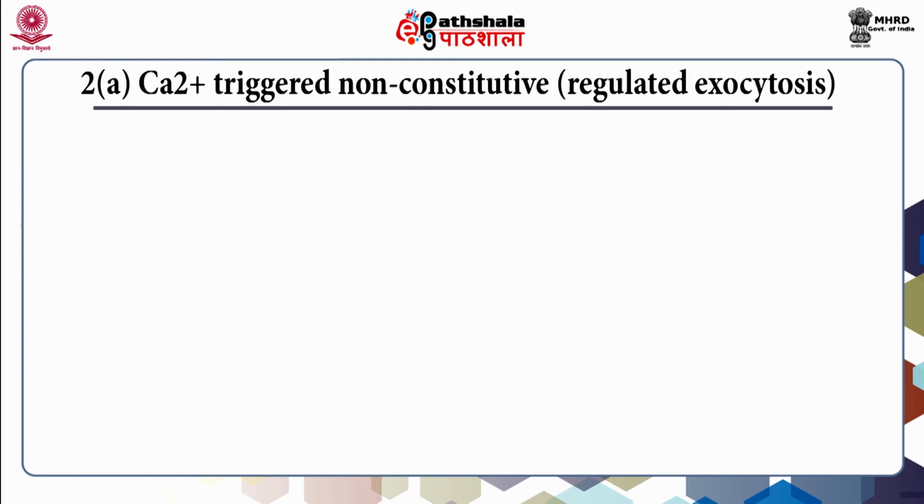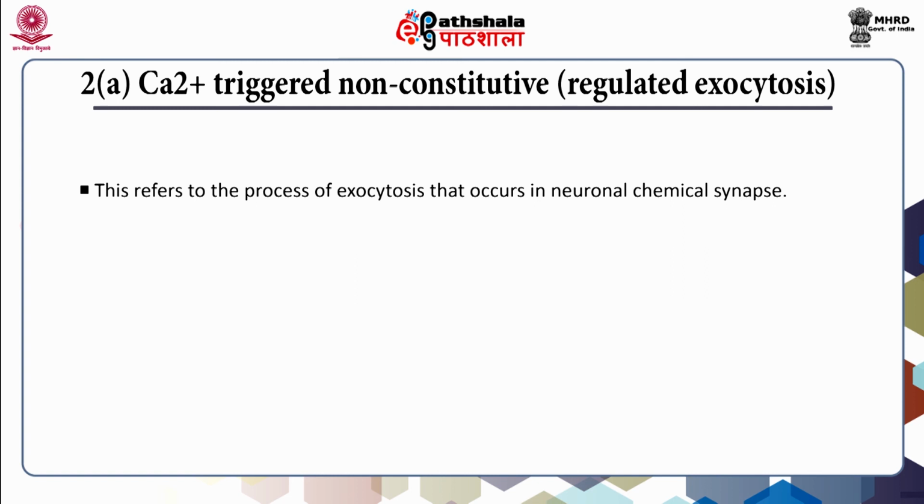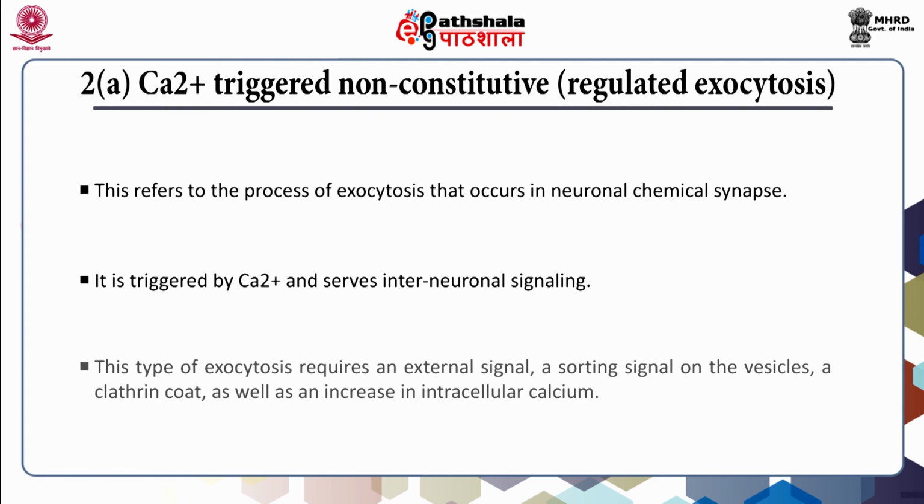Let us see what is calcium triggered non-constitutive or regulated exocytosis. This refers to the process of exocytosis that occurs in the neuronal chemical synapse. It is triggered by calcium ion and serves interneuronal signaling. This type of exocytosis requires an external signal, a sorting signal on the vesicles, a clathrin coat, as well as an increase in intracellular calcium ions.